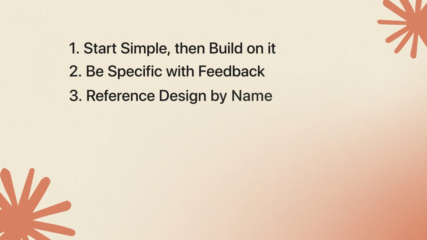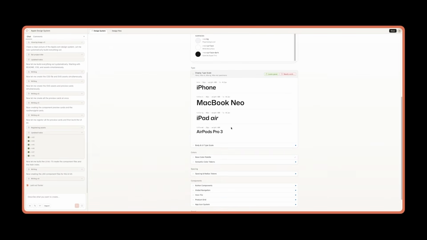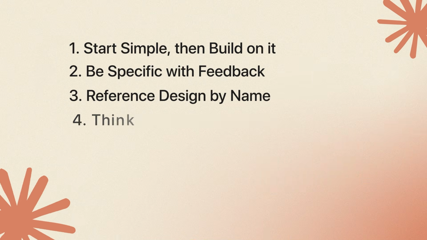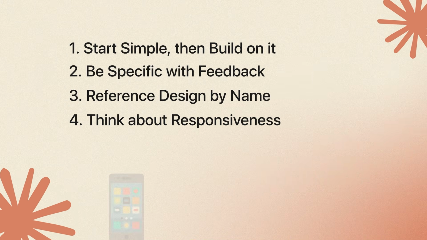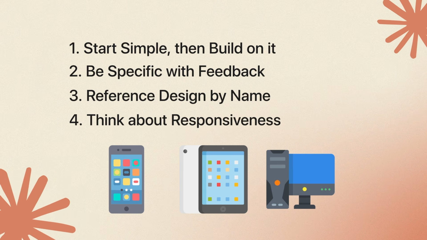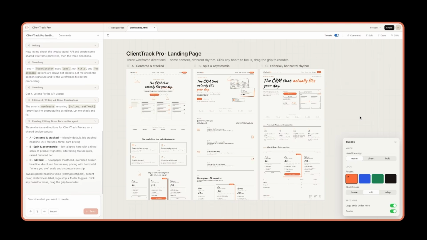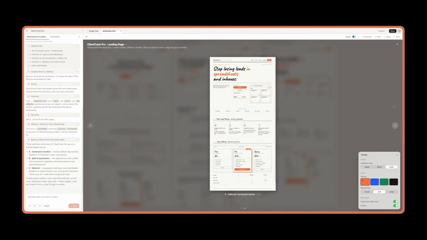Third, call your design system by name when you start a new project. We built an Apple-inspired system, and from that point forward, Claude knew exactly what fonts, colors, and components to pull without us repeating ourselves. Fourth, think about responsive design early. Specify whether you need mobile, tablet, or desktop layout. Don't leave it as an afterthought. Fifth, ask for multiple directions. We got 3 completely different wireframe layouts from a single prompt. Always ask for options instead of locking into one direction right away.